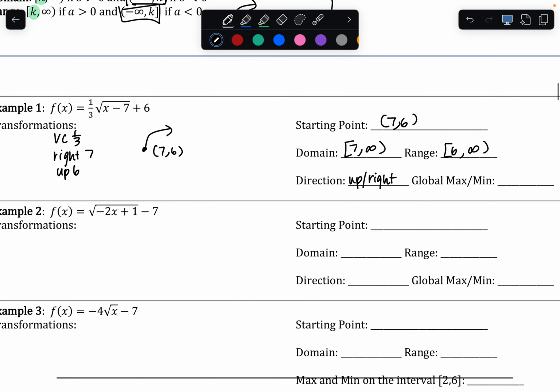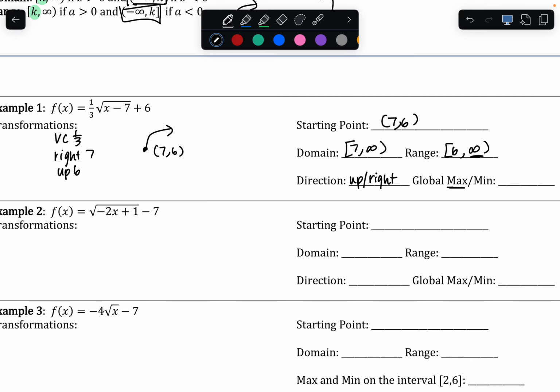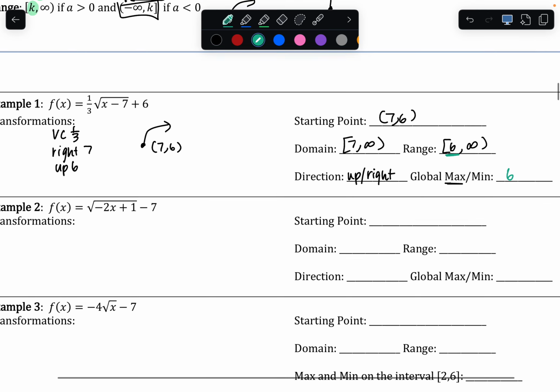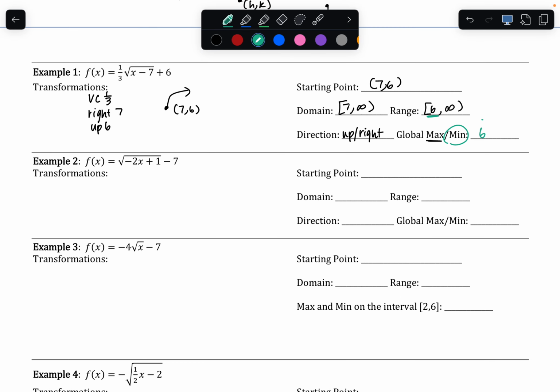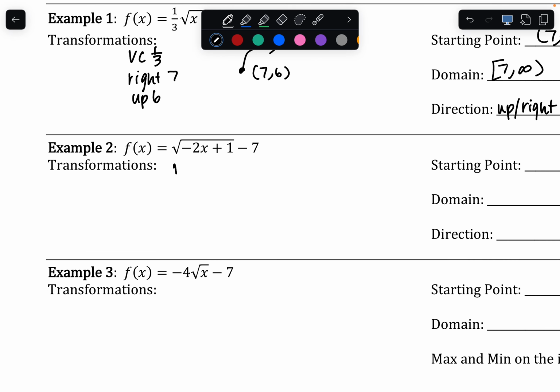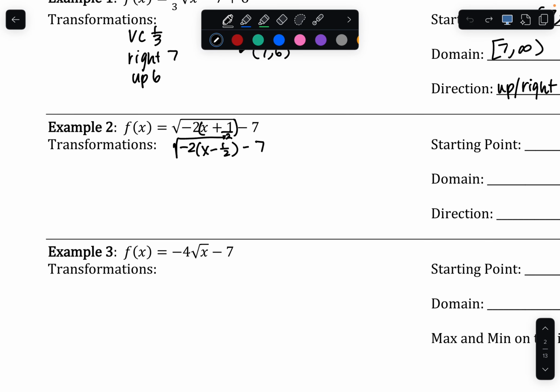Okay, and so for our global max, there isn't one. It's going to infinity, but we do have a global minimum at 6. Okay, for this next function, it's not in proper form, so the first thing we need to do is write it in proper form by factoring out this -2. You just divide the other number that's under the radical by that -2. So that would become x minus 1/2. It doesn't affect anything outside the radical, just the number inside the radical.